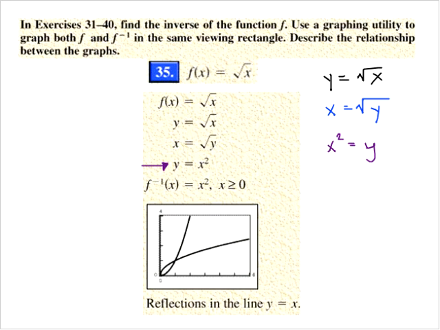All right. When I graph those, I notice I get a graph that looks something like this. Now what these graphs are is they're actually reflections of each other. But what are they reflecting over? They're reflecting over that line y equals x.